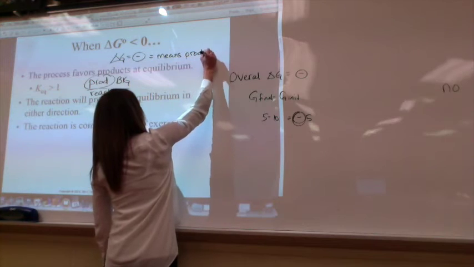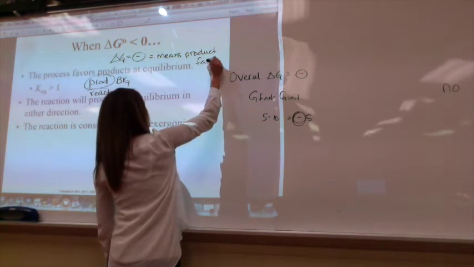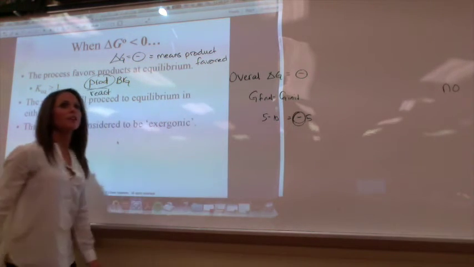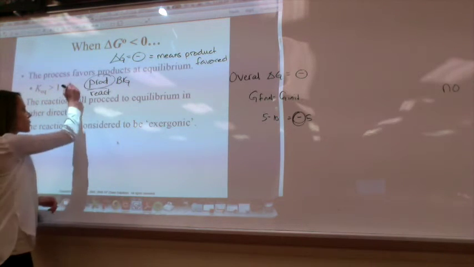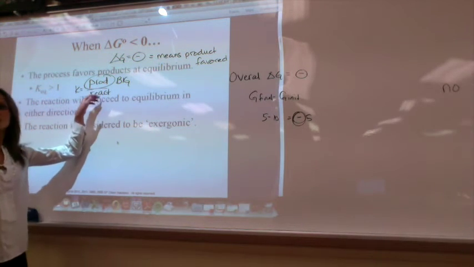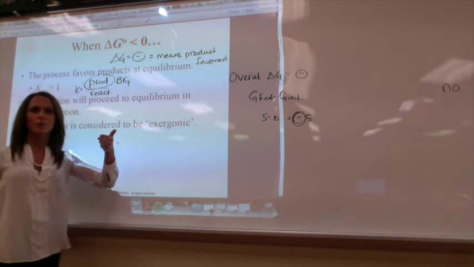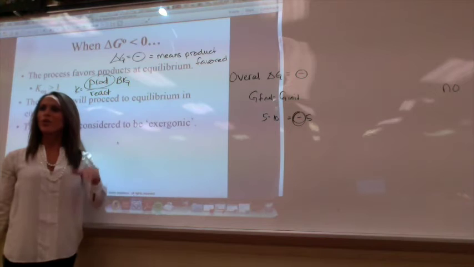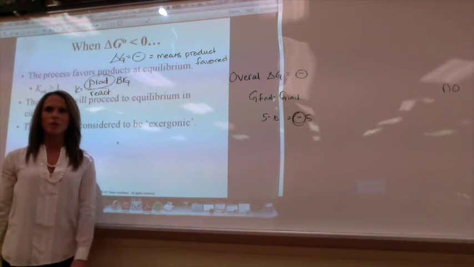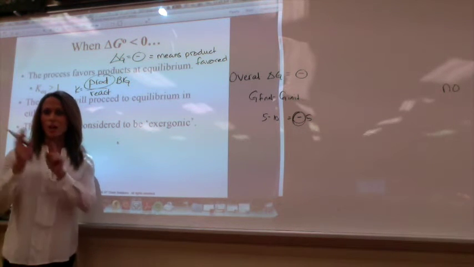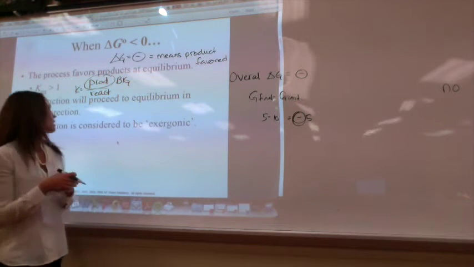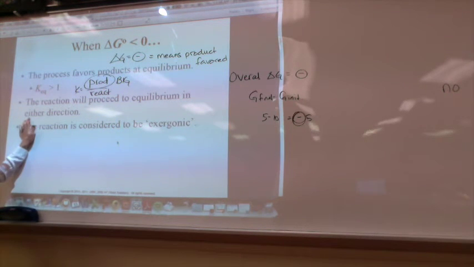This means products are favored. So if I know that means products are favored and I write my K expression to always be equal to products over reactants, then I know that my numerator is going to be larger, which means that K will be greater than 1. And you already know that if K is greater than 1, then that means that it's products favored, right? So see how I related the two? And then it says the reaction will proceed to equilibrium in either direction.